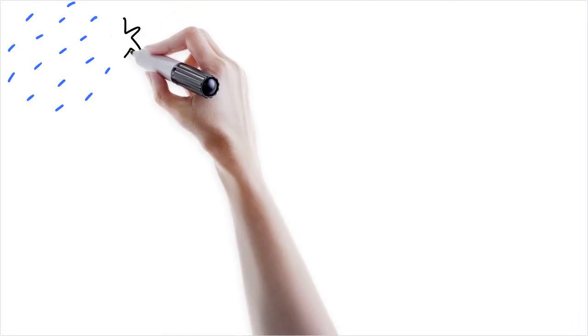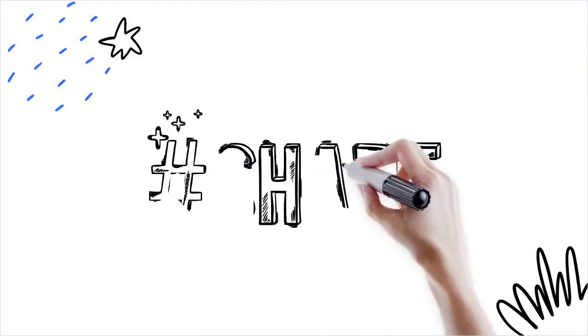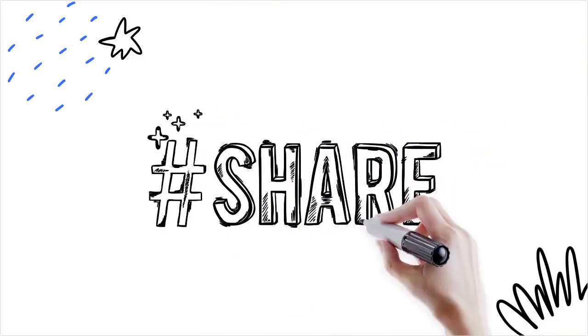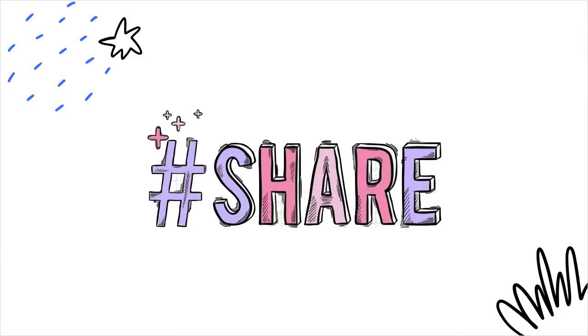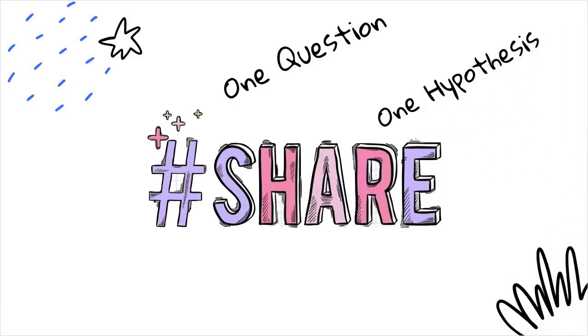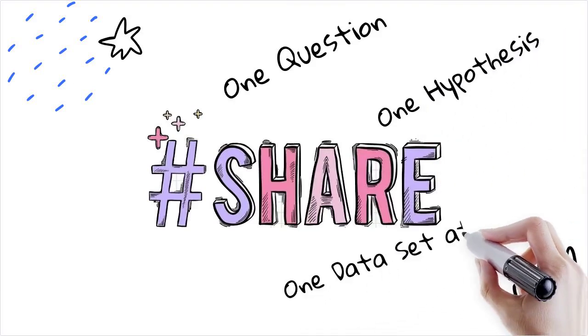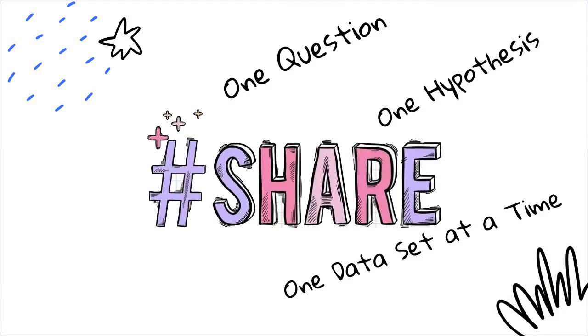And finally, share your results with the public, with other researchers, maybe even on TikTok. Then, rinse and repeat. The scientific method is like a cycle, always evolving. And that, folks, is how sociologists use the scientific method to study society. One question, one hypothesis, and one data set at a time. Next time someone says sociology isn't real science, you can show them this video.